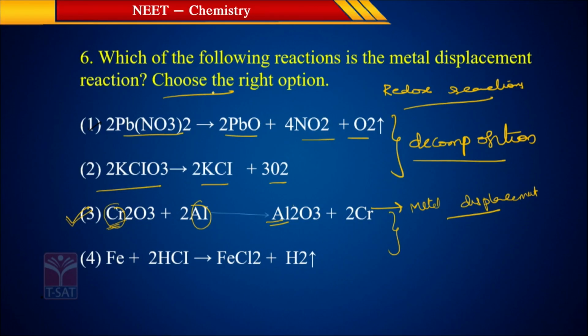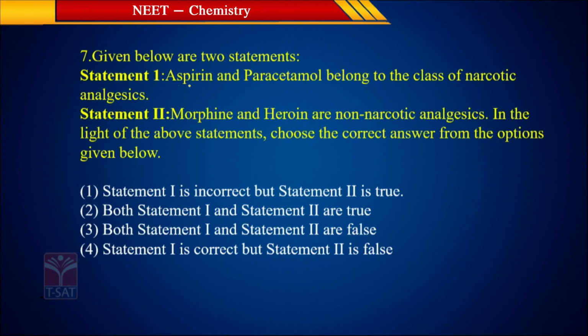This is a very simple question, though you may sometimes get tricky ones, that came in the 2023 NEET examination. Statement 1: Aspirin and paracetamol belong to the class of narcotic analgesics. Statement 2: Morphine and heroin are non-narcotic analgesics. In the light of the above statements, choose the correct answer. Which chapter is this? This is chemistry in everyday life.